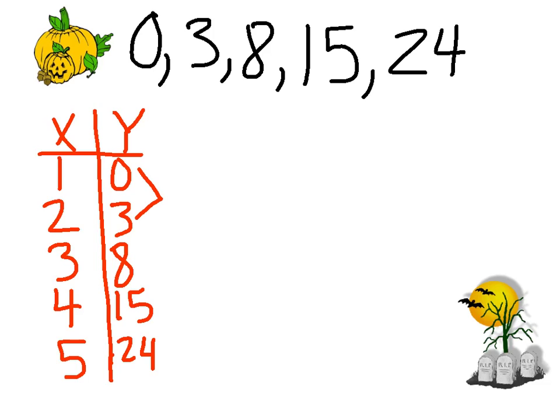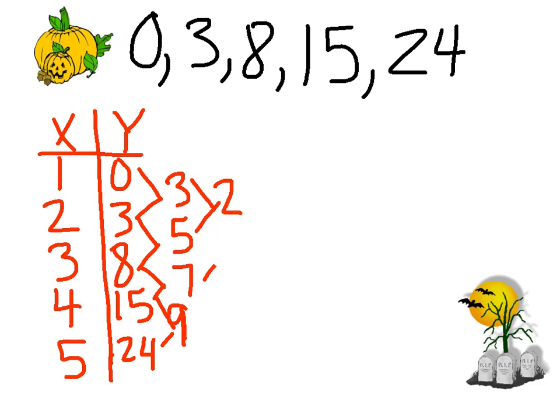We want to take the difference of these. 3 minus 0 is 3. 8 minus 3 is 5. 15 minus 8 is 7. And 24 minus 15 is 9. Alright, we don't have the same number this time, which means we need to take the difference again. To do that, 5 minus 3 is 2. 7 minus 5 is 2. And 9 minus 7 is 2.